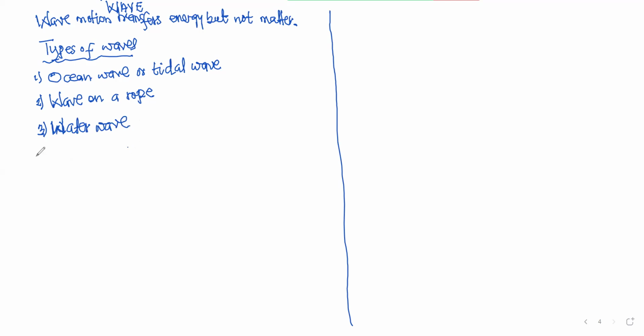Water wave. Four, we have sound wave. Five, we have earthquake wave or seismic wave, or the earthquake.